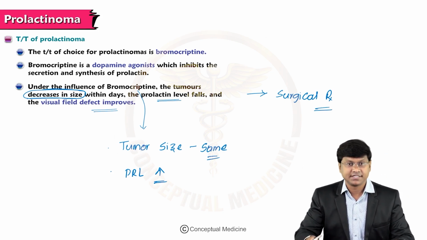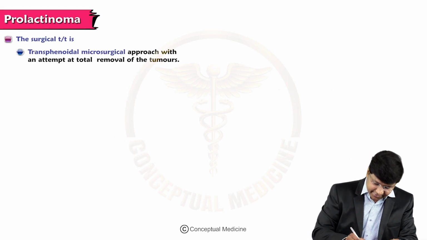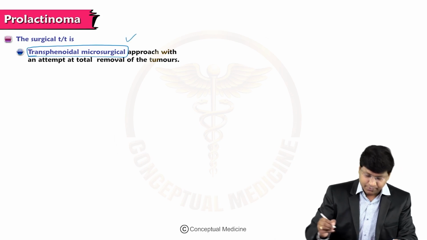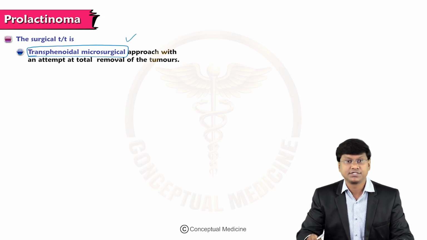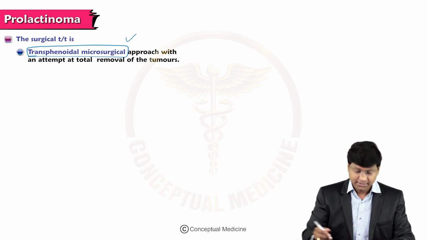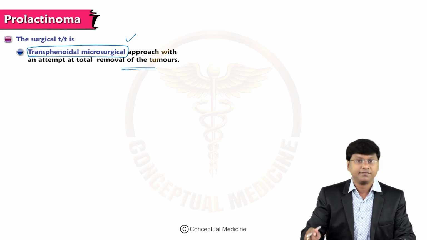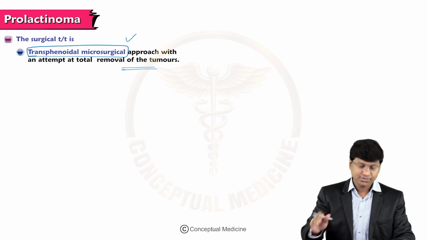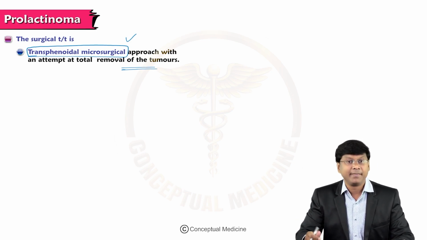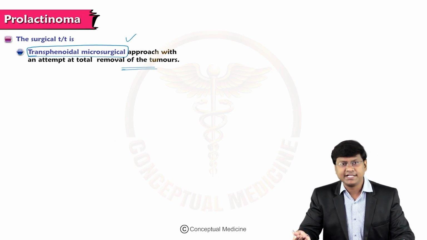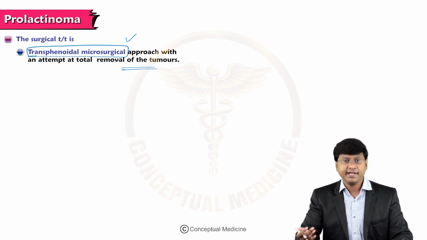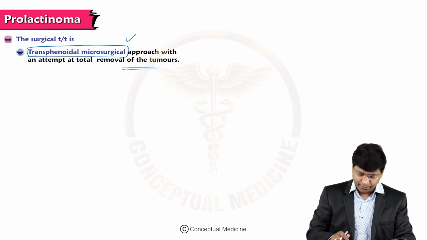And what is that particular surgical treatment? That particular surgical treatment is the transsphenoidal microsurgical approach, with an attempt at total removal of the tumors. So that is your transsphenoidal microsurgical approach, the transsphenoidal pituitary adenectomy, right? Now you should know what the indications for surgery are in case of prolactinoma.